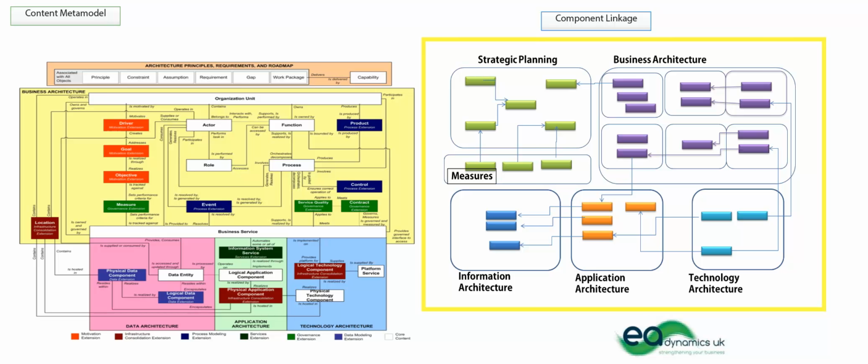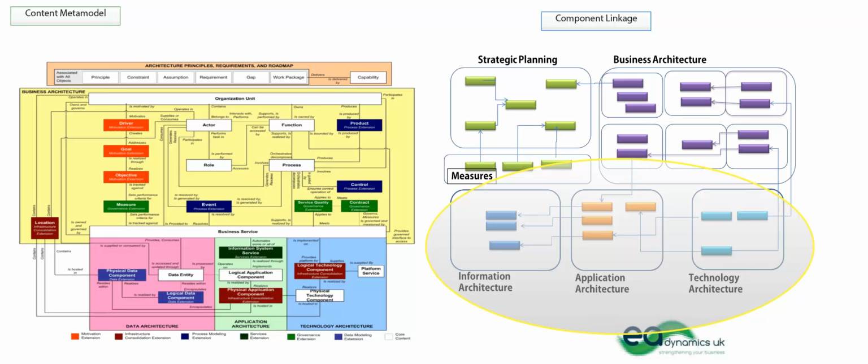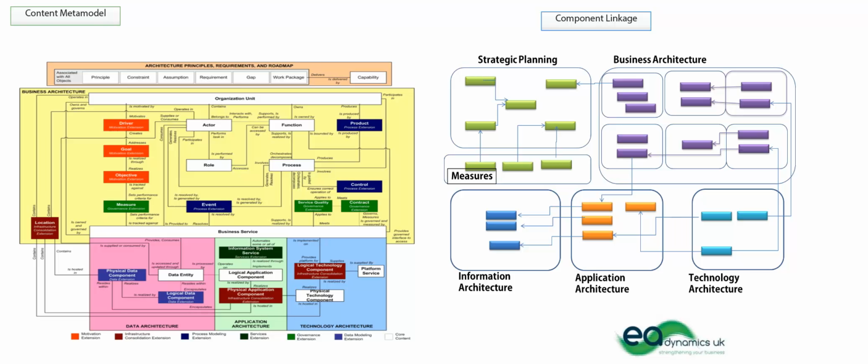This graphic shows how we can link the strategic planning across to the entities for the business architecture, the information architecture, applications and infrastructure. And this can be done hierarchically to show how each of the individual projects links back to the strategic plan.